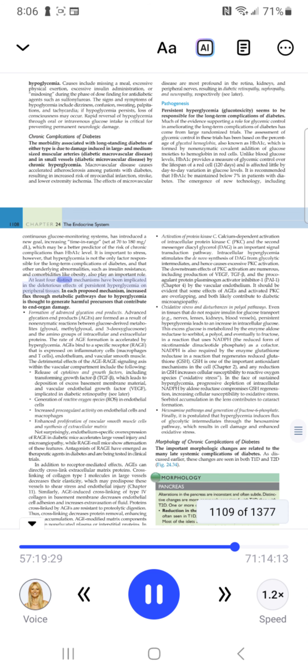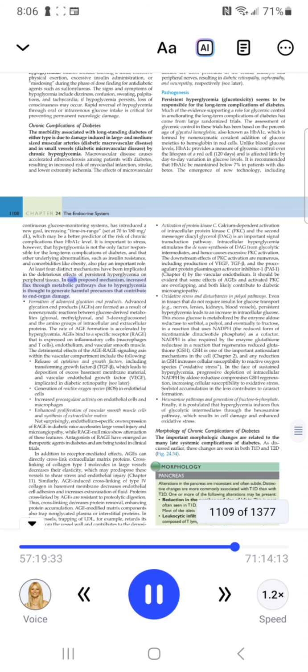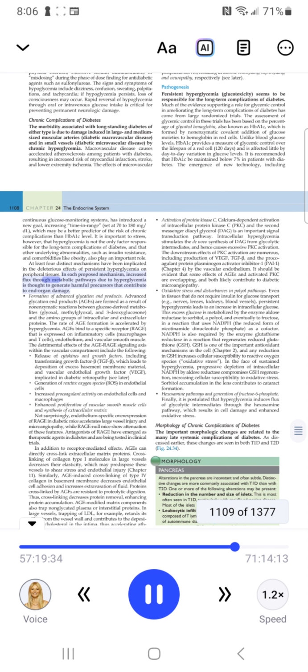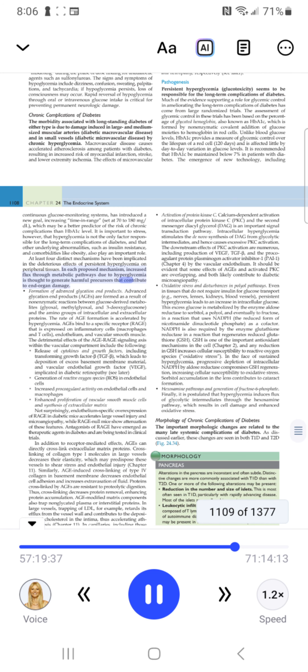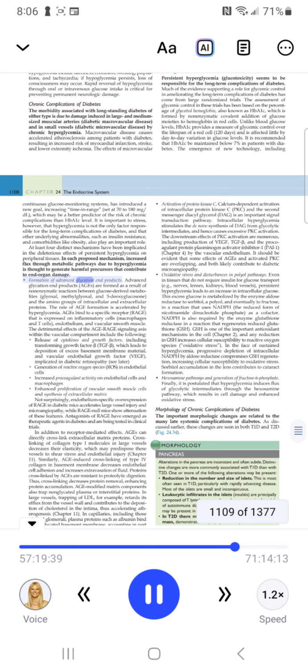At least 4 distinct mechanisms have been implicated in the deleterious effects of persistent hyperglycemia on peripheral tissues. In each proposed mechanism, increased flux through metabolic pathways due to hyperglycemia is thought to generate harmful precursors that contribute to end organ damage. Formation of advanced glycation end products.